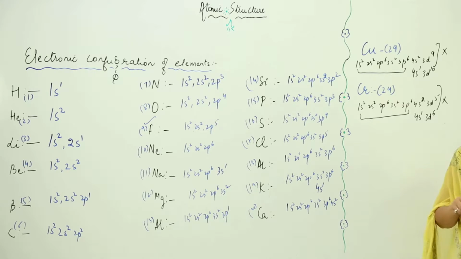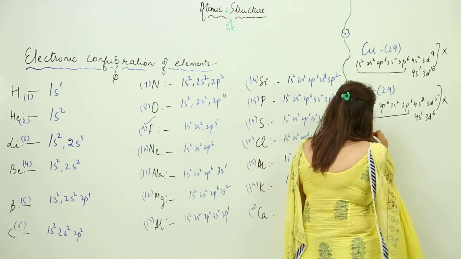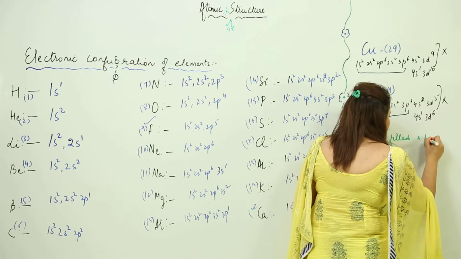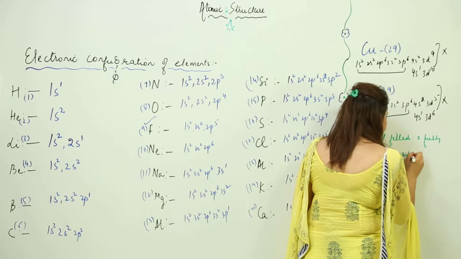Now, what is the reason that we write this kind of configuration? We are promoting the electron of 4s into 3d, right? So what is the reason behind that? The first reason is that half filled and fully filled orbitals are more stable.